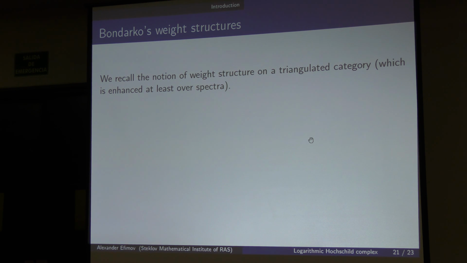And then I'd like to explain how to get a weight structure on this logarithmic Hochschild complex. So first I recall the notion of Misha Bondarko's weight structure on a triangulated category, at least in the case when the triangulated category is enhanced.